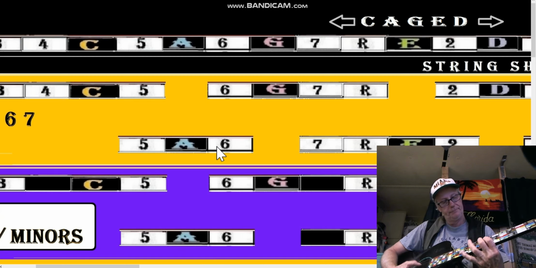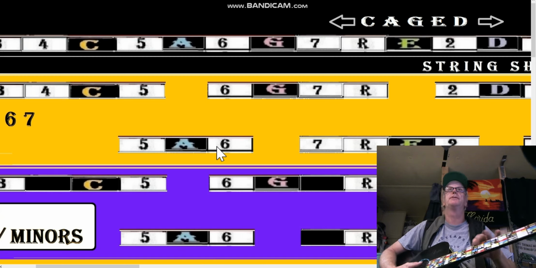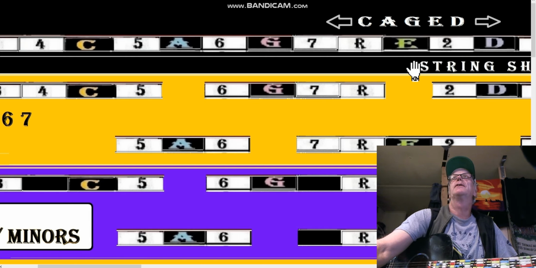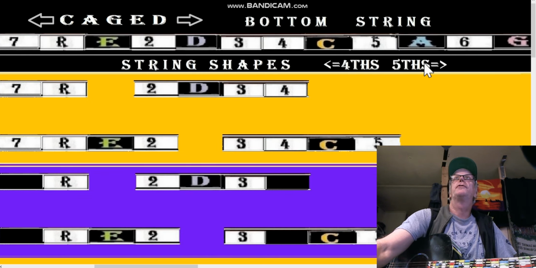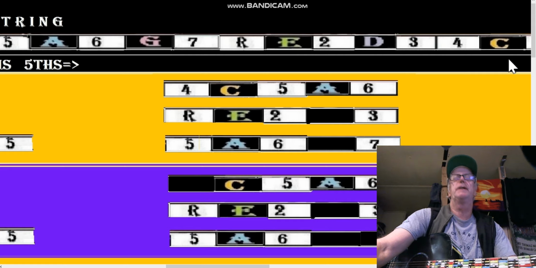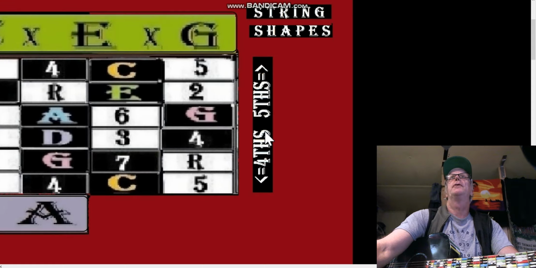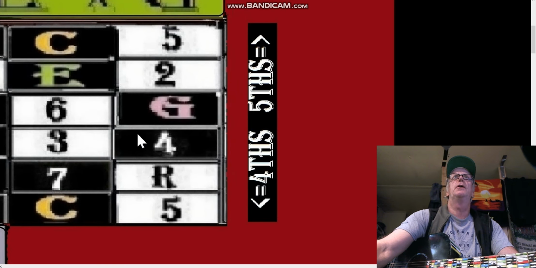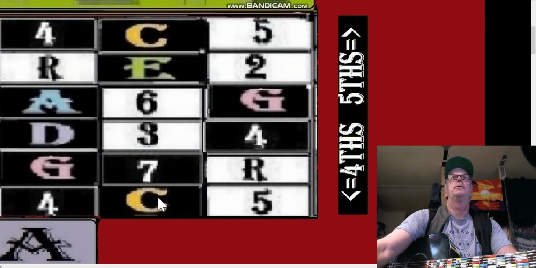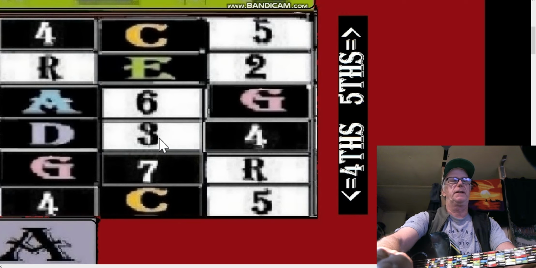Okay? If we follow the string shapes, in this particular case, we have fourths and fifths going this way. But if we look way over here a minute, we've got a little diagram here. We've also got string shapes, fifths going up. Okay, so we have C going to G in fifths. Fifth of C is G. And string shape fourths going down. The fourth of G is C. Okay, so they stack like that too.